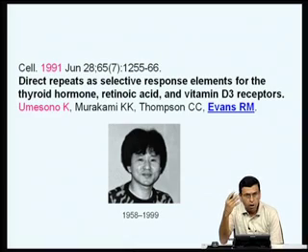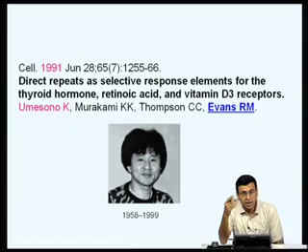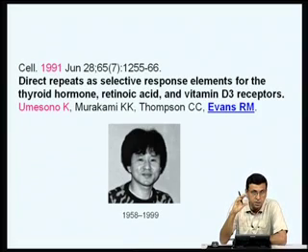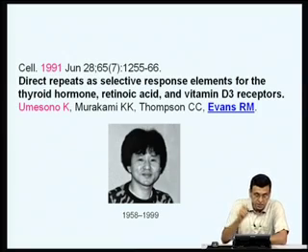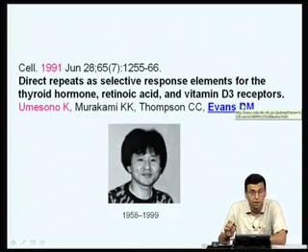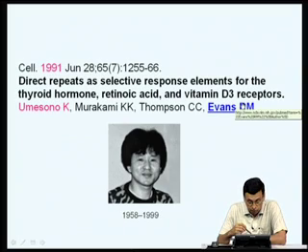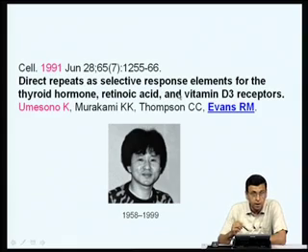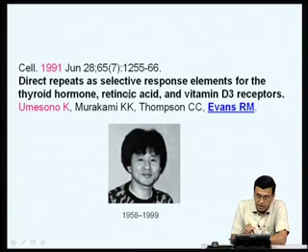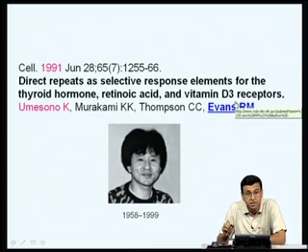A very important discovery in the area of type 2 receptors or the nuclear receptors is the proposal of a rule known as the 3-4-5 rule. This is a landmark paper which was published by Kazuhiko Umesono, a very brilliant postdoc in the laboratory of Ronald M. Evans at the Salk Institute, who unfortunately passed away at a very early age. He published this paper, which is titled Direct Repeats as Selective Response Elements for the Thyroid Hormone, Retinoic Acid and Vitamin D3 Receptors.